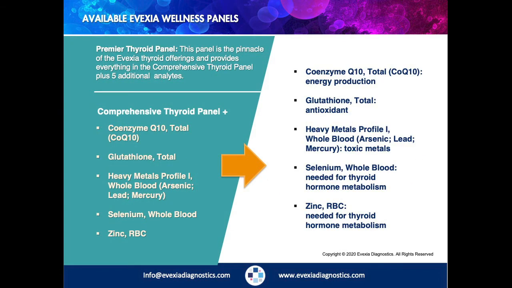Next is the Evexia Diagnostic Premier Thyroid Panel, and that's going to provide a broad spectrum look at thyroid hormone production and metabolism, as well as general health. This panel includes 5 additional analytes added to the comprehensive thyroid panel, and they're outlined on the slide. Coenzyme Q10, glutathione, heavy metal profile, selenium, and RBC zinc.